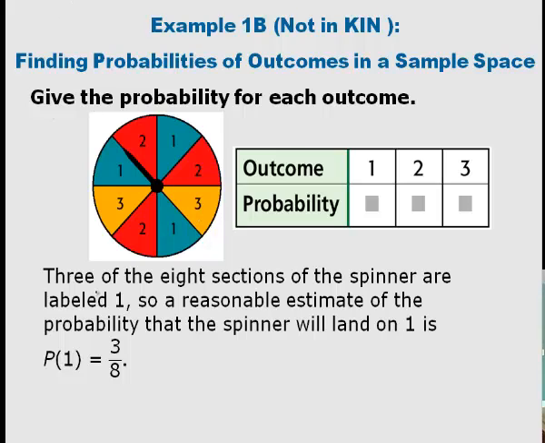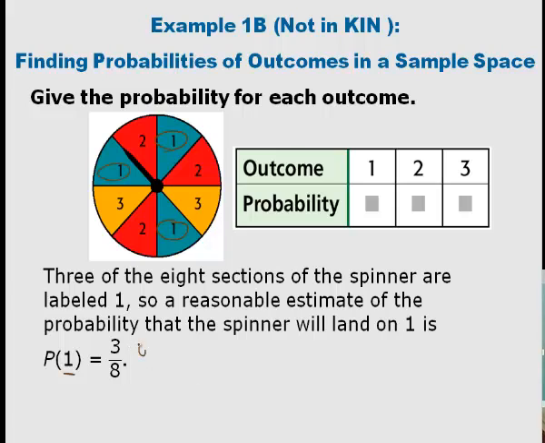So let's look at another example. There are 8 different sections here. Each one must be equal in size to determine probability. If not, we should continue dividing them until they are equal in size. In this case, we want to know what the probability of 1 is. A reasonable estimate of the probability that the spinner will land on 1 is 3, what you want.